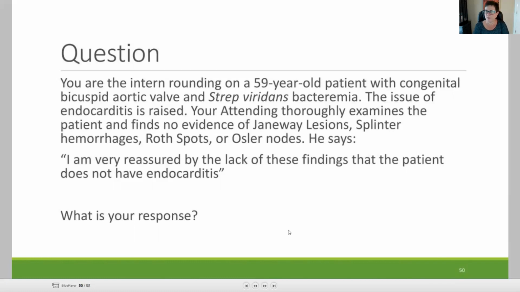So you are an intern. Well, no, you are a registered nurse rounding on a 59-year-old patient with congenital bicuspid aortic valve. So normally your aortic valve is a tricuspid valve, but this patient has a congenital abnormality creating a bicuspid aortic valve. And he has a strep viridans bacteremia. The issue of endocarditis is raised. The attending physician thoroughly examines the patient and says, there's no evidence of Janeway lesions, of splinter hemorrhages, of Roth spots, or Osler nodes. And he says, I'm very reassured by the lack of physical findings that this patient does not have endocarditis. As a nurse, what would be your response?